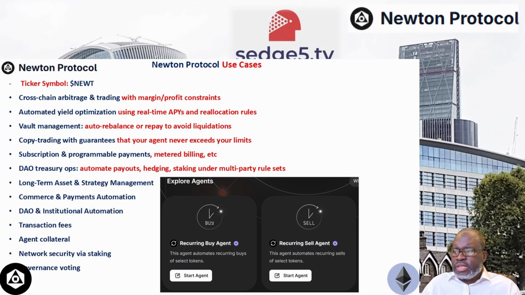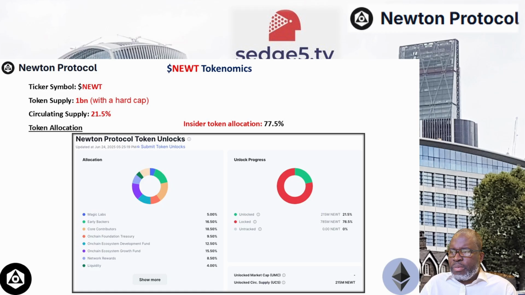Moving on to the tokenomics and distribution. Total supply 1 billion and ticker symbol is NEWT. Tokens issued at project launch 215 million or 21.5% of the fixed supply of 1 billion.